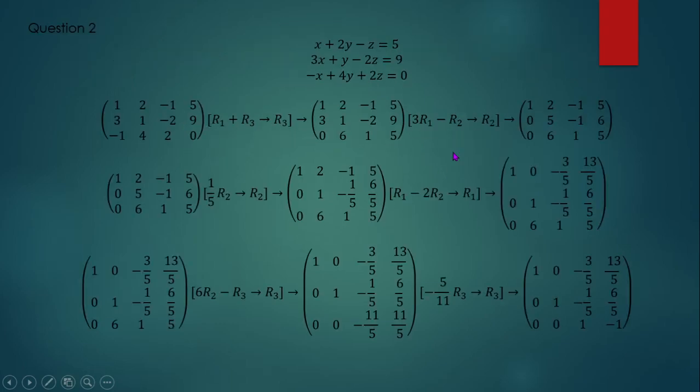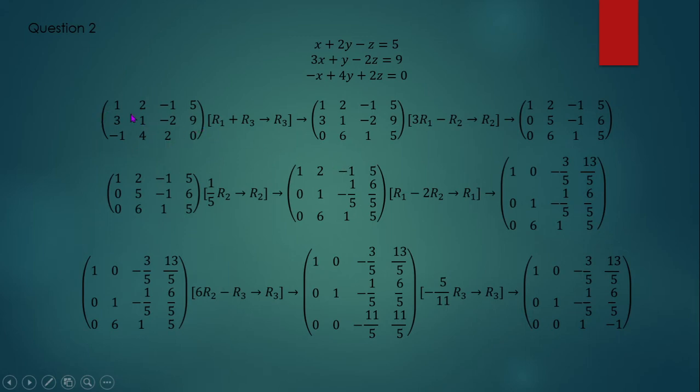So for question 2, we also have a system of linear equations with three equations and three unknowns. So write it in augmented form. Here you just take the numbers 1, 2, -1, 5, 3, 1, -2, 9, -1, 4, 2, 0.